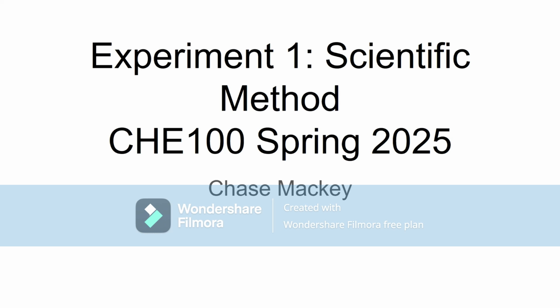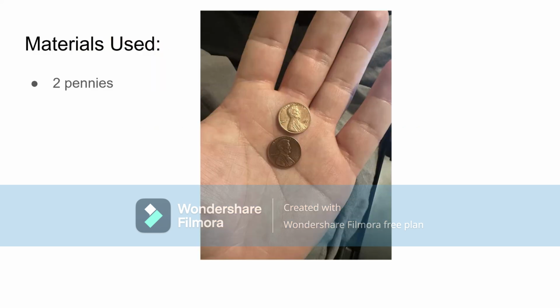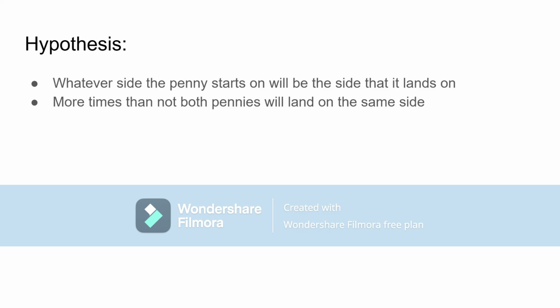This is my presentation on Experiment 1, the scientific method for Chemistry 100 of Spring Semester 2025. So the materials used were 2 pennies. As you can see, the shinier penny was made in 1981. The other one was in 1999. They both have relatively no dirt on them, and we used the shinier penny for the single flips and both of them for the double stacked flips.